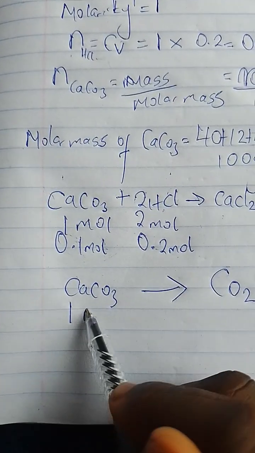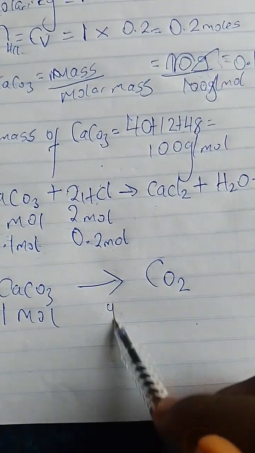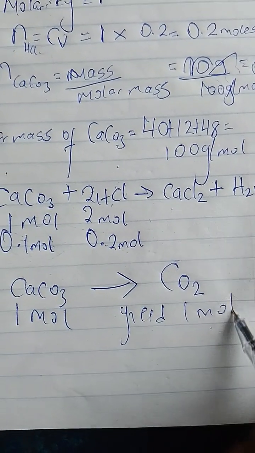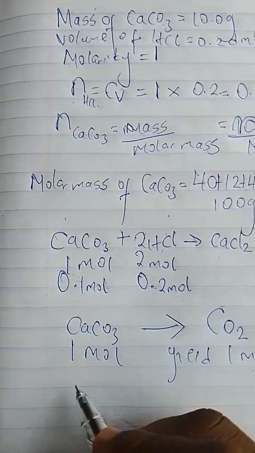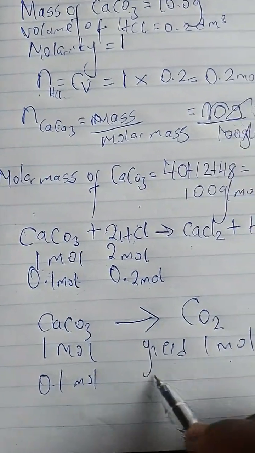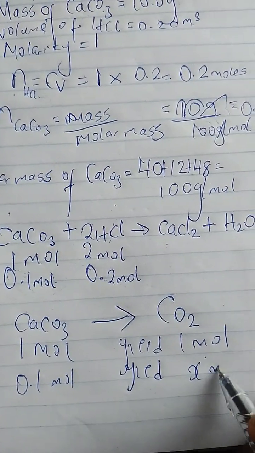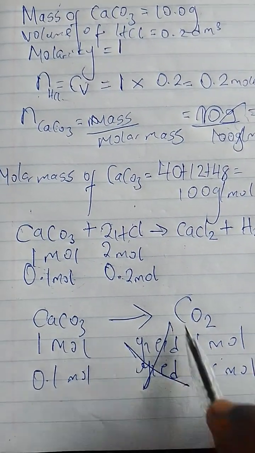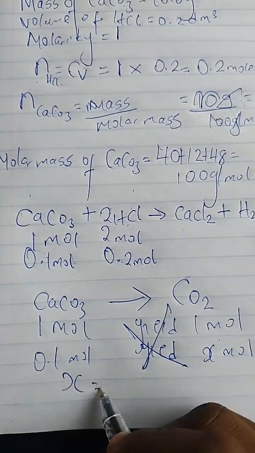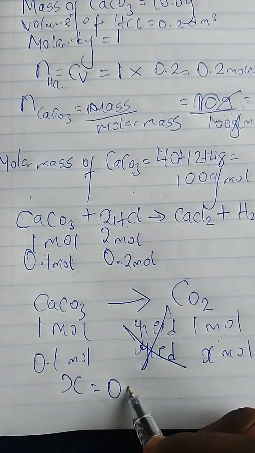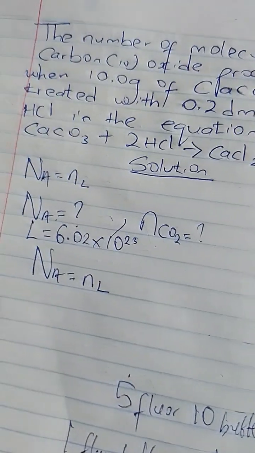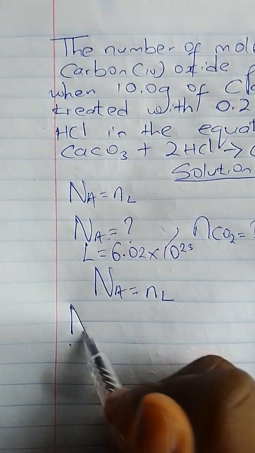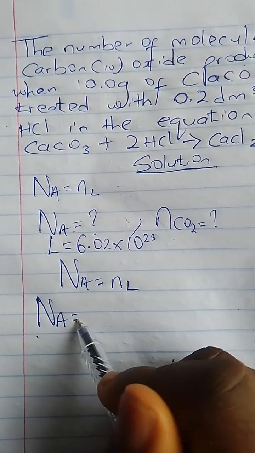So from the equation, you will agree with me that 1 mole will yield 1 mole of this. So therefore, from what we solved earlier, 0.1 mole will yield what? I don't know, x mole. But since they have the same value and you do your cross multiplication, the number of moles of carbon dioxide will become 0.1 mole. Now we can come back to our formula. Now we have number of elementary particles, number of molecules, will now give us what?